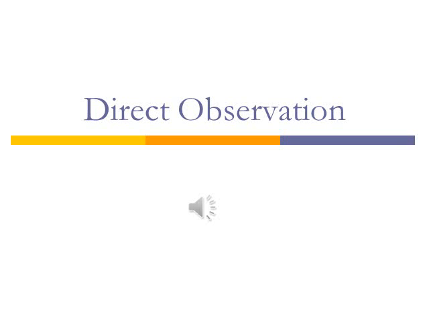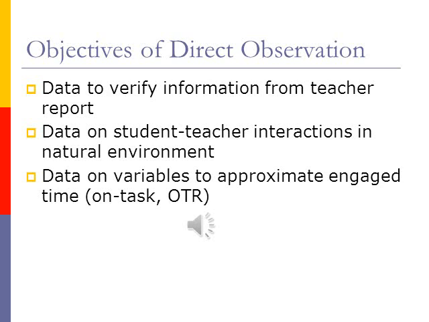This presentation will review the variety of direct observation methods that can be used to assess the academic environment and student behavior in the classroom. The goals of direct observation are to verify information from teacher reports. So this is the information that you gathered through teacher interviews or possibly from rating scales. Now you're going to actually go in the classroom and see the consistency or what's really happening.